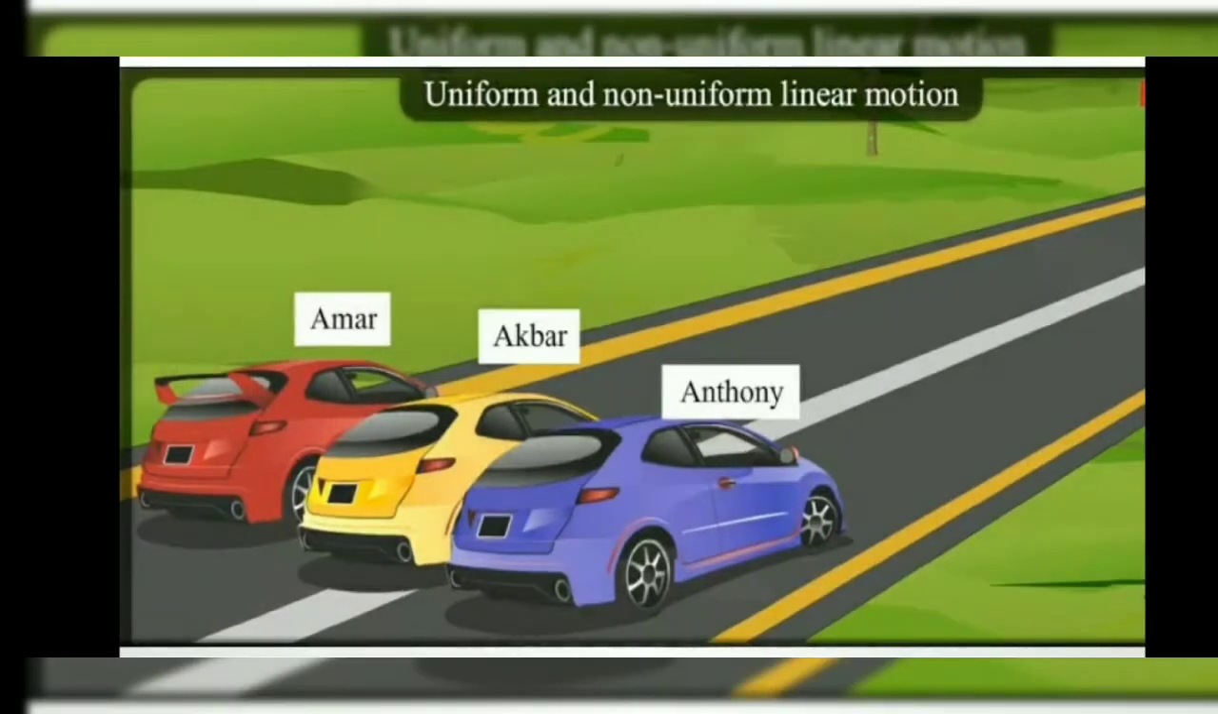Children, now here we have Amar, Akbar and Anthony. They are three friends traveling in three different cars with different velocities. The distances covered by them during different time intervals are given in the table.